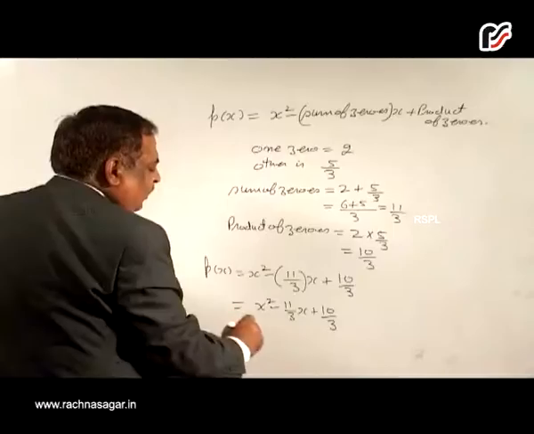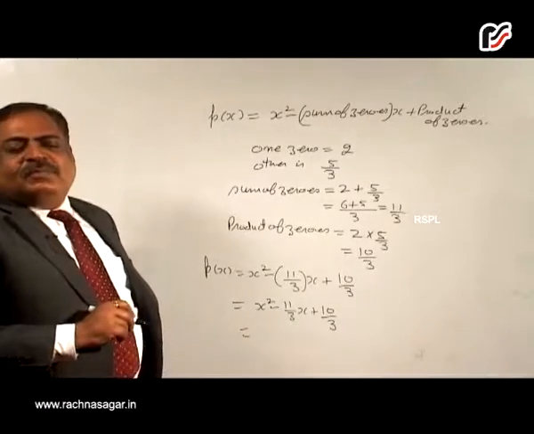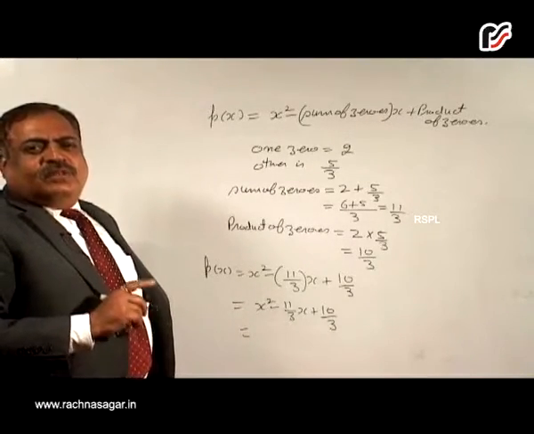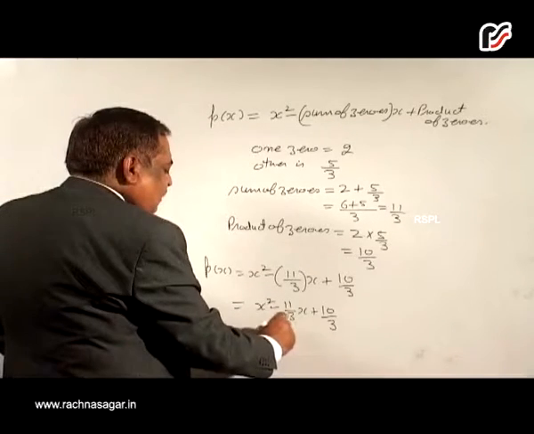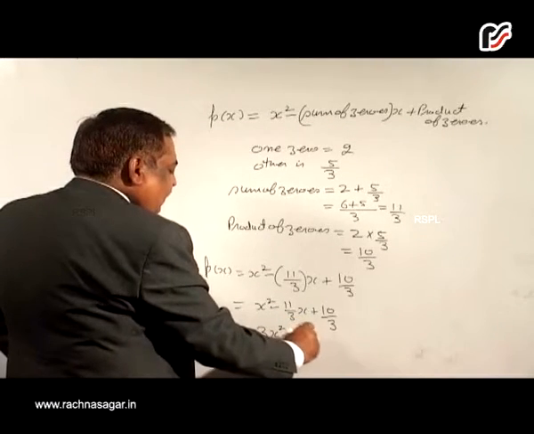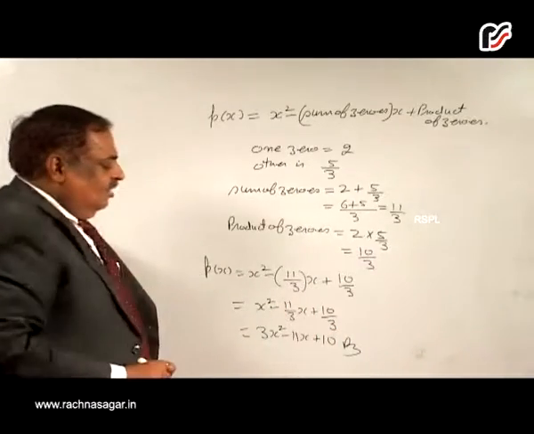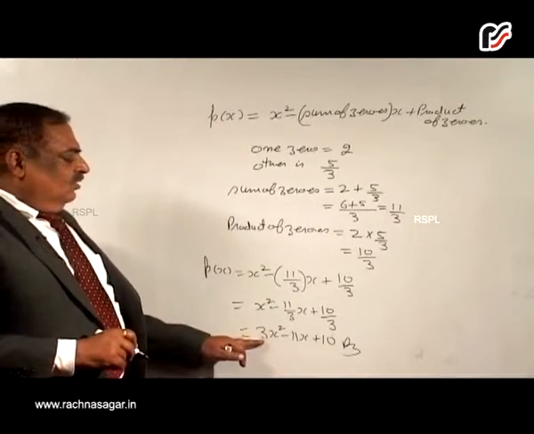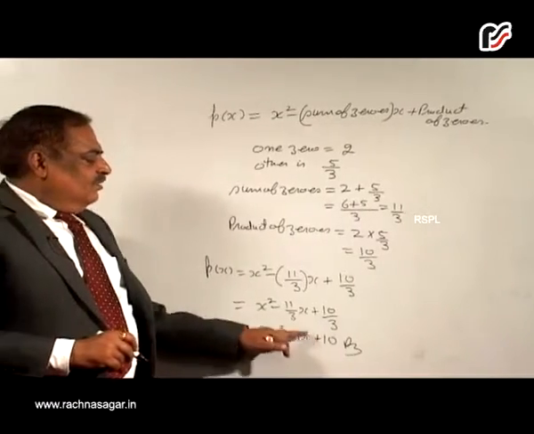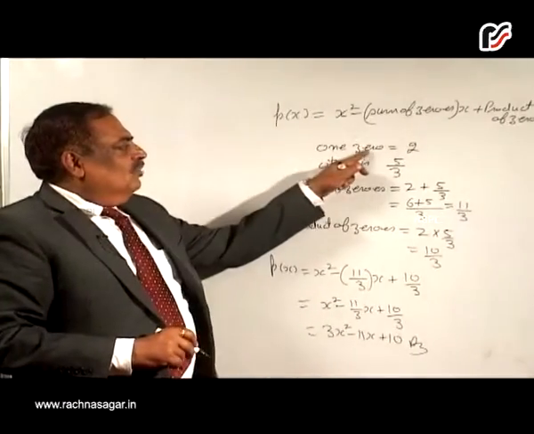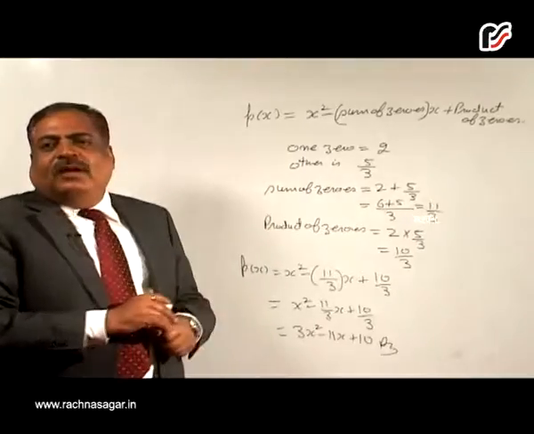And you know, if a polynomial is multiplied with a constant, it remains valid. Multiplying with 3, we get 3x square minus 11x plus 10 as the polynomial whose zeros are 2 and 5 by 3.